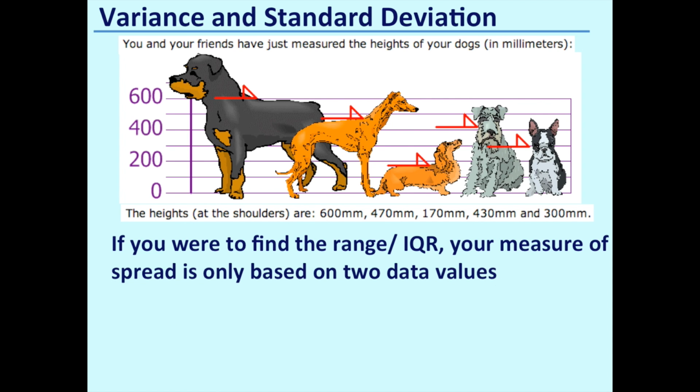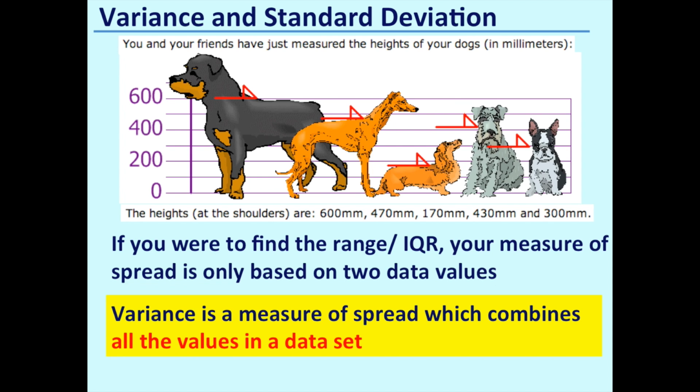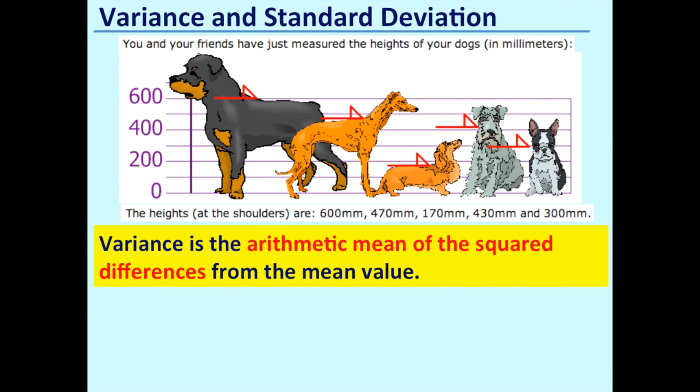The problem with these two measures, both the range and the interquartile range, is that your measure of spread is only based on 2 data values, so it's not a particularly sophisticated measure. In order to try and make our measure more sophisticated, we're going to augment it by using a value which incorporates, in some capacity, all of the values, and that measure is variance. So variance is a measure of spread which combines all of the values in a data set.